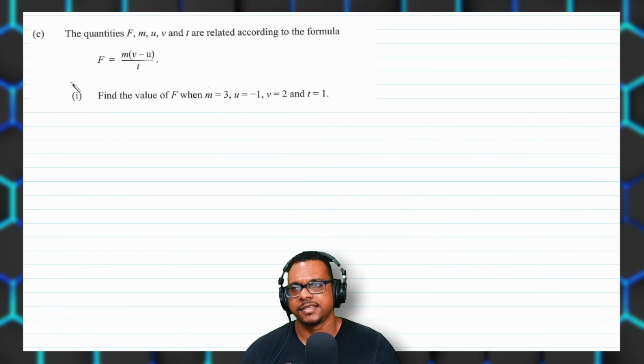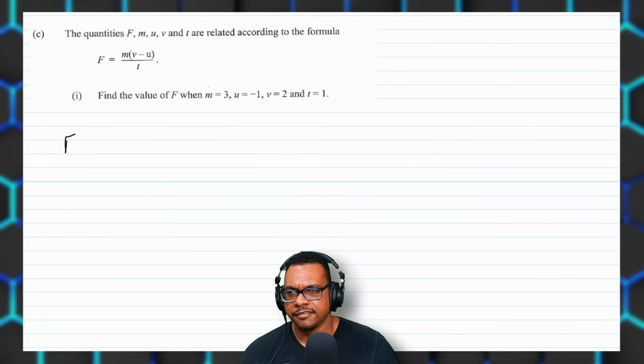All right, so moving on to part C, we have the quantities F, M, U, V, and T related according to this formula. You're asked to find the value of F, which is here. So F is already the subject of the formula. And they give you values for M, U, V, and T. So you're just going to put those values into the formula. So this is a substitution.